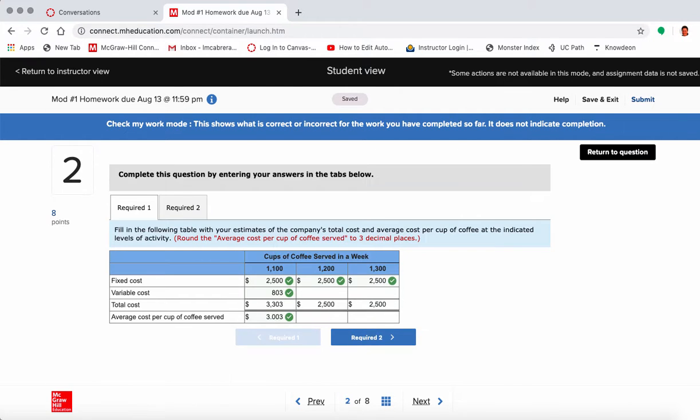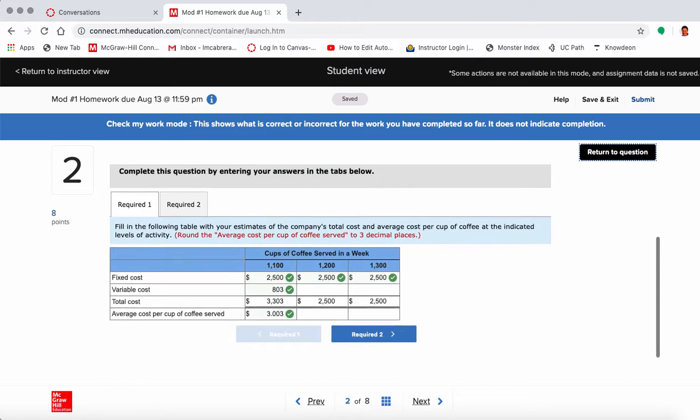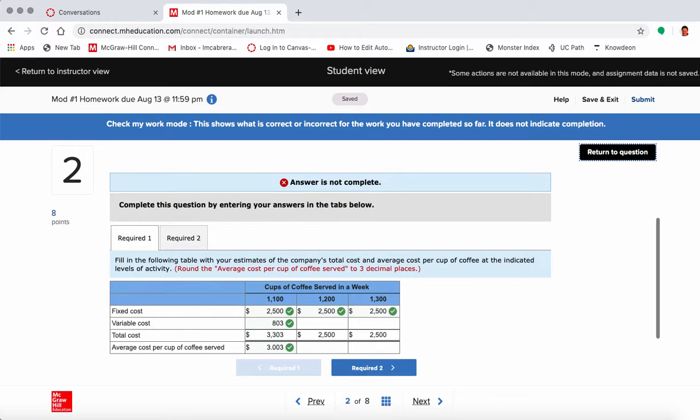So let's make certain that we've done it correctly. Check my work. There we go. So it's letting us know that we calculated the fixed cost correctly for all three, the variable cost correctly for the first level of activity, and the average cost of coffee, which is $3 and not quite a full penny. So that's how you go ahead and do the homework.